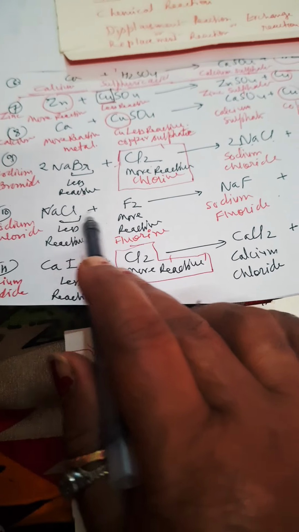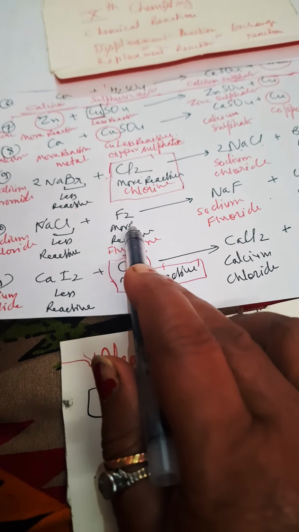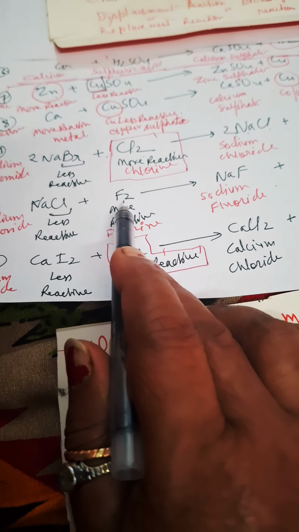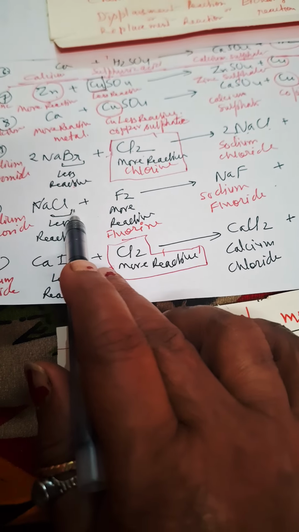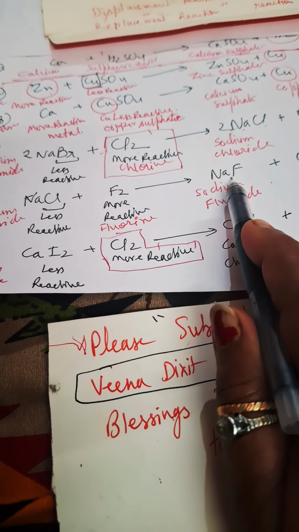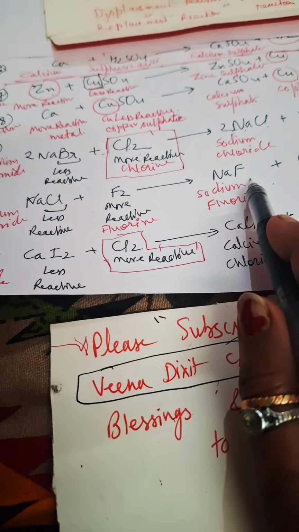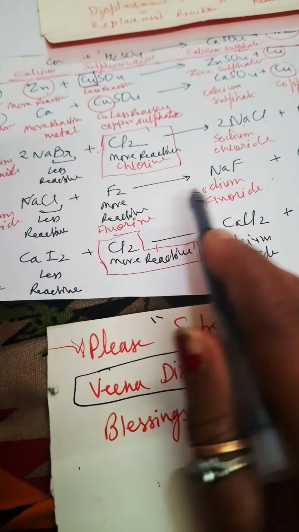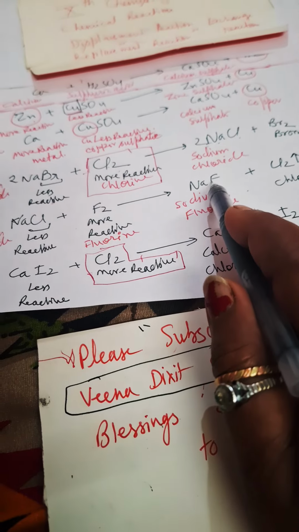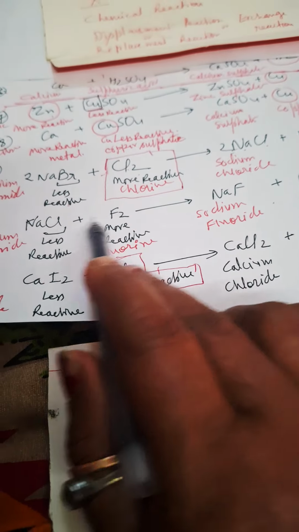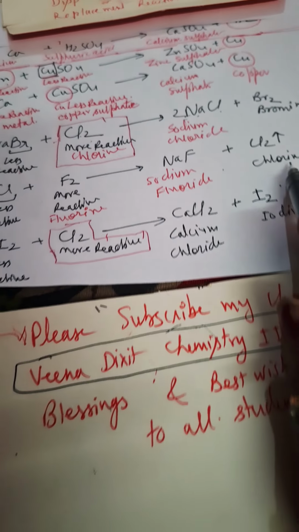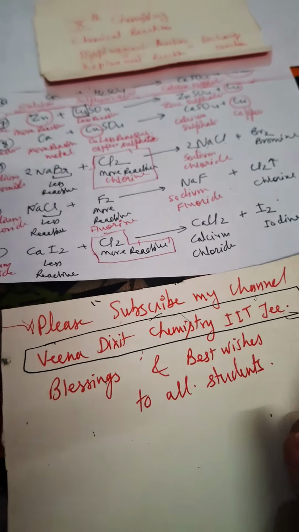Now we'll say NaCl plus fluorine. Fluorine is more reactive than chlorine. So what will happen? Now fluorine is the boss, it will kick out this chlorine from sodium chloride, and it will occupy this space, forming NaF. Sodium chloride is turned into sodium fluoride, because the new boss fluorine kicked out the chlorine, so it is sodium fluoride, and chlorine is stripped away.